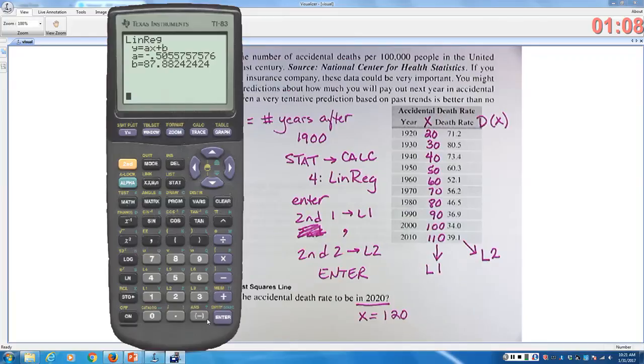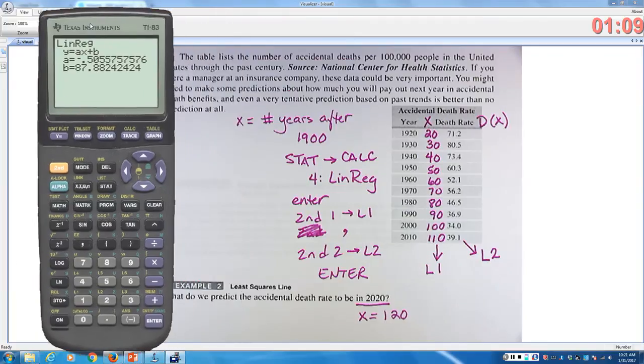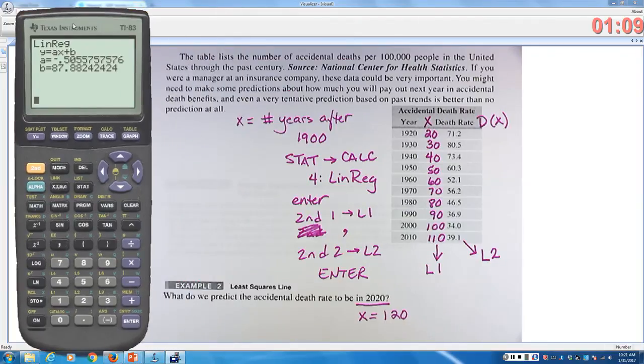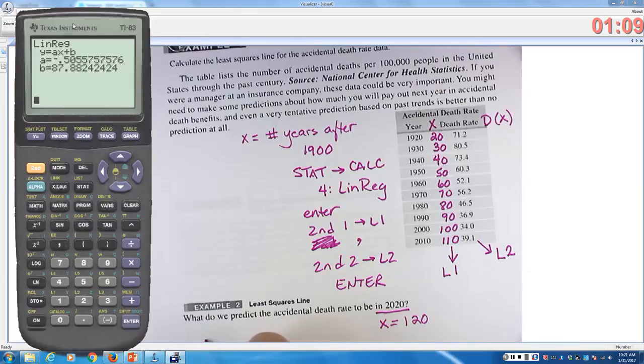The equation that describes this relationship is Y equals negative 0.50558 times X plus 87.8824. And what we'll do next time is we'll plug in X equals 120 to make the prediction. Okay? But for now, we're done.